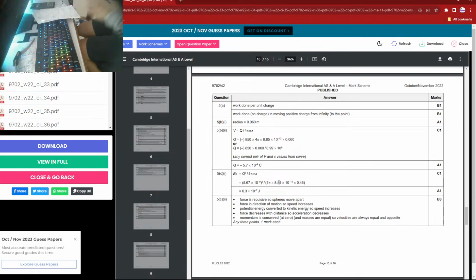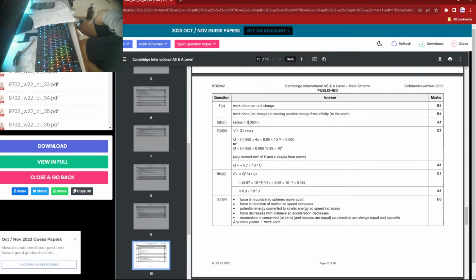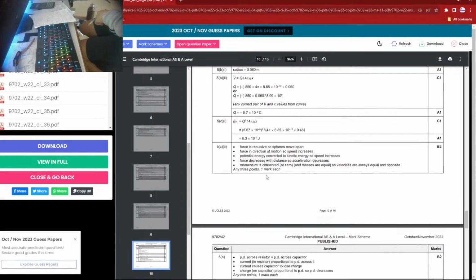Okay, 0.06, that's correct. Number 2, V equals, okay, we'll use this formula, but the answer will be negative 5.7 times 10 to the power of negative 9. Okay, that's correct. 5C1, electric potential energy, you will use QQ. Okay, that's correct. Just need to remember these formulas. Okay, next one.